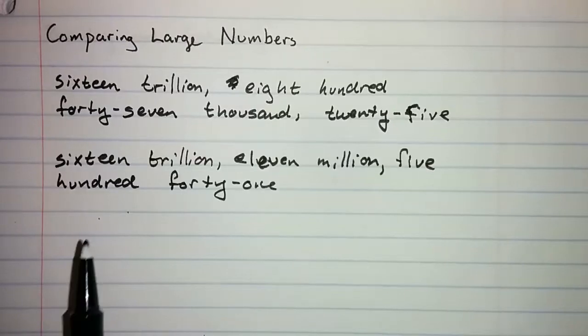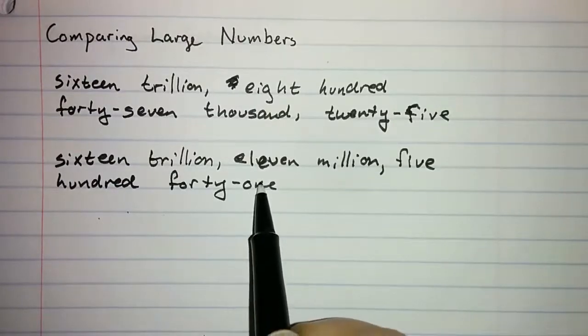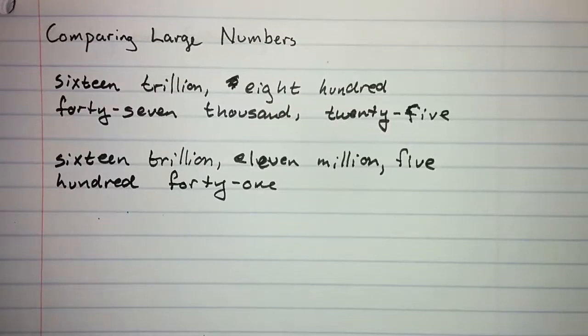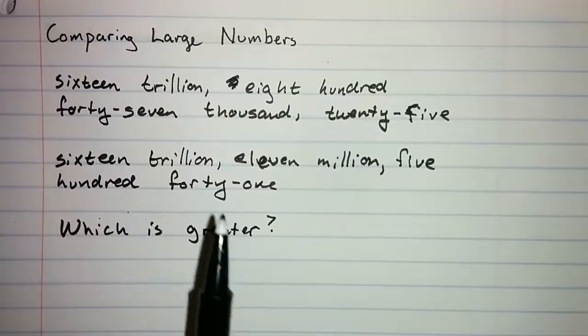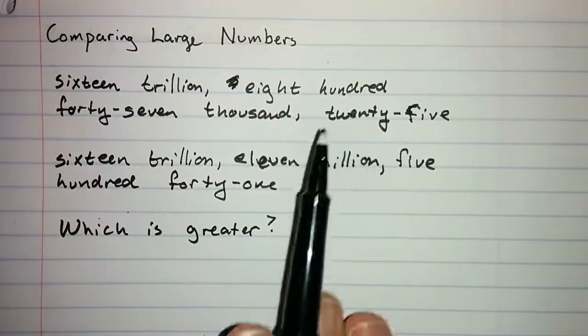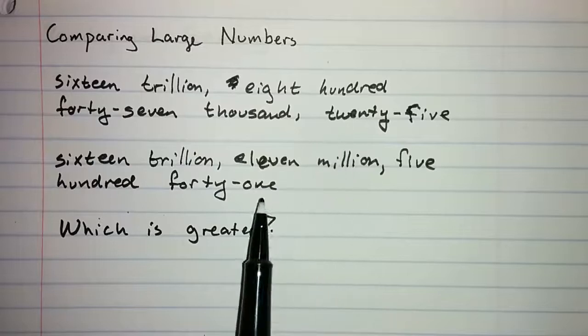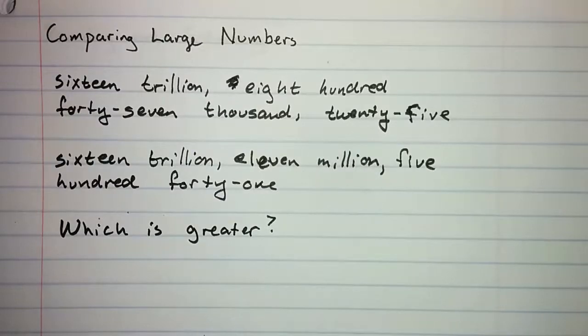16,847,025 and 16,011,541. It's really hard to get a sense for which one of those numbers is greater. Now remember what we mean by greater: further to the right on the number line, or represents more things. In order to compare these, it's very useful to first write them down in numerals.